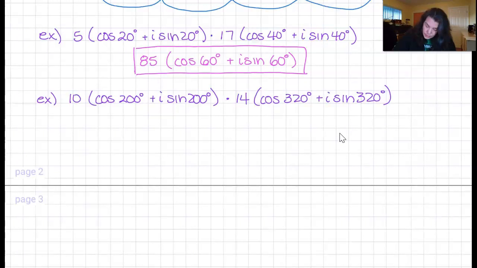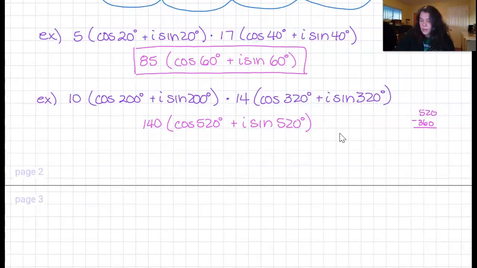Multiply the radii. 10 times 14 is 140. Add the arguments. 200 plus 320 is 520, so you have cosine 520 degrees plus i sine 520 degrees. Except we're not done. Can you see why we're not done? The angle is just too big. It's bigger than 360, so you have to subtract. Take away 360, and you're going to get 160. All right. So we had an extra step in there. But that's it.